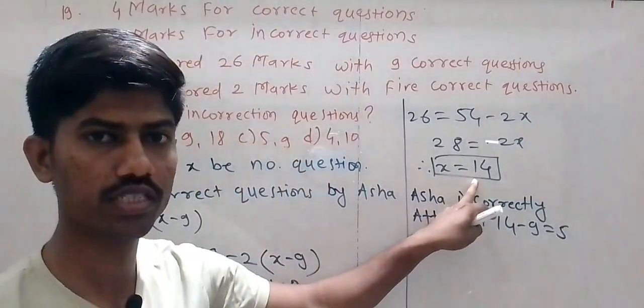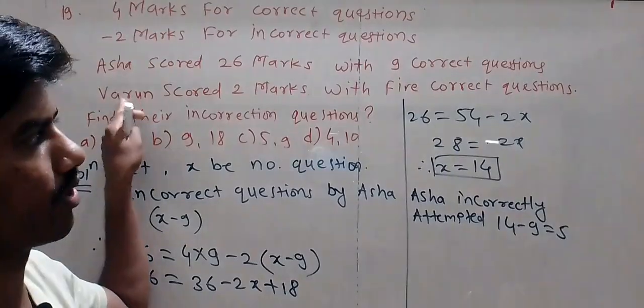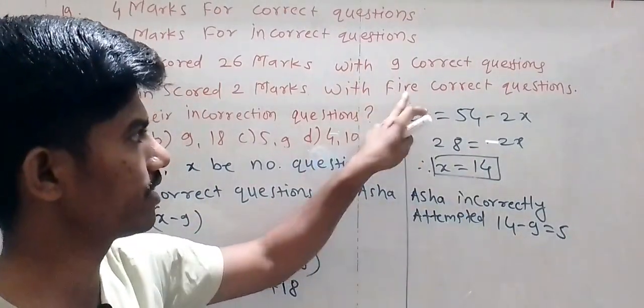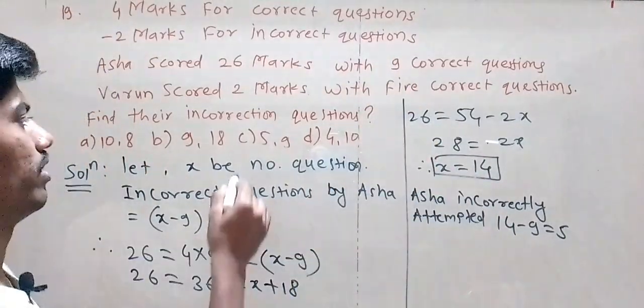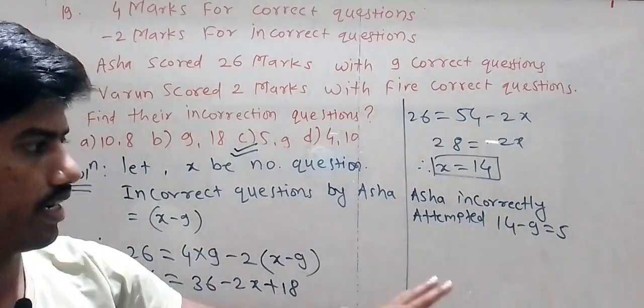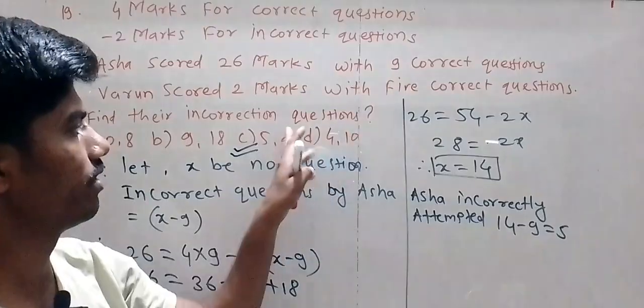If the total number of questions is 14, then how many incorrect questions were attempted by Varun? The total number of correct questions attempted by Varun is 5. So 14 minus 5, the remaining questions, are 9. That is, option C is the correct one. Asha's 5 we have already got. For Varun, we can say directly 14 minus 5 is 9.